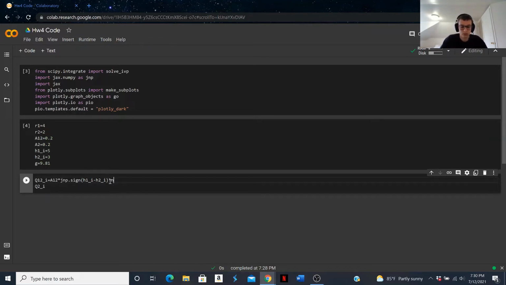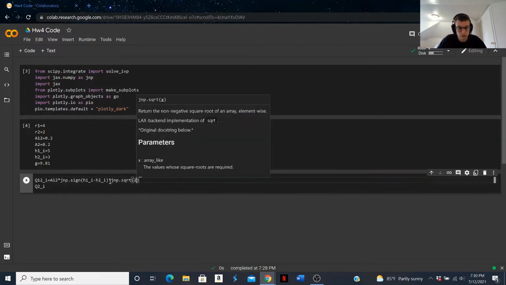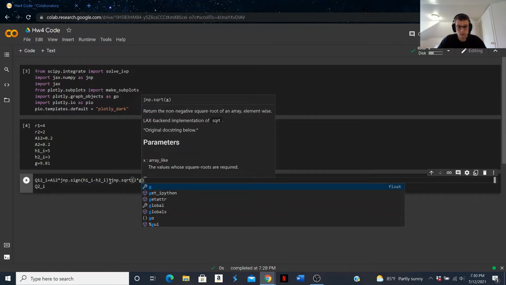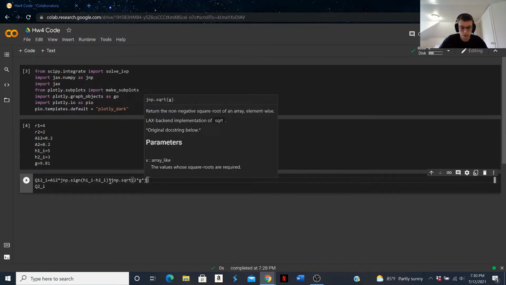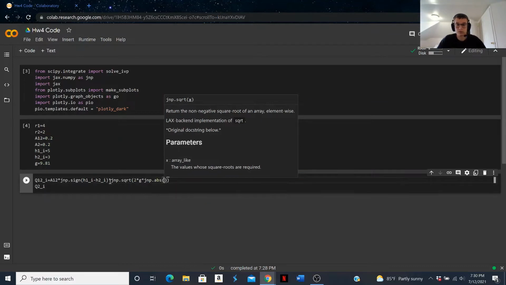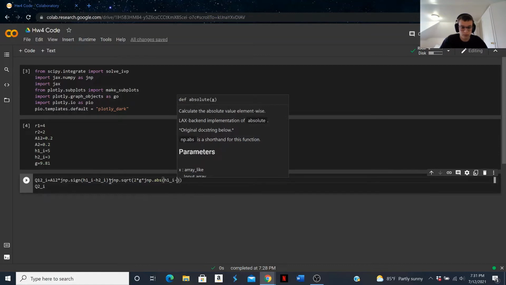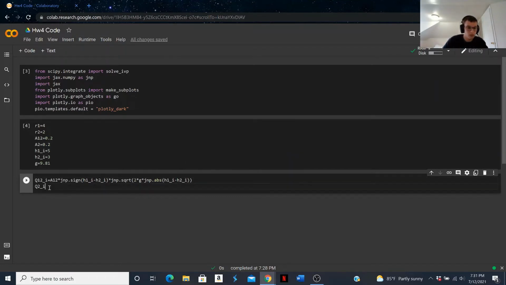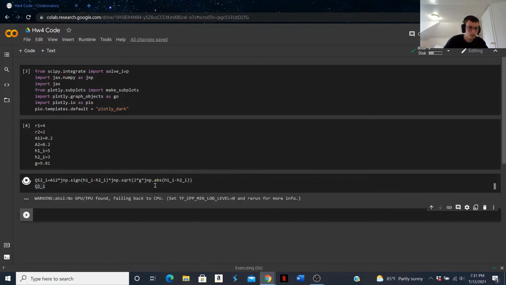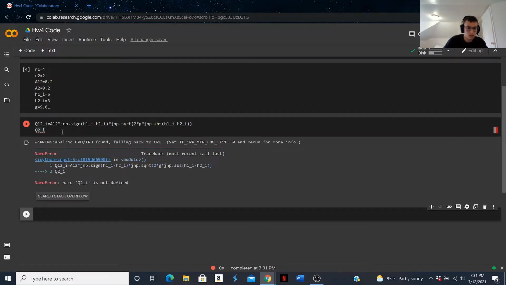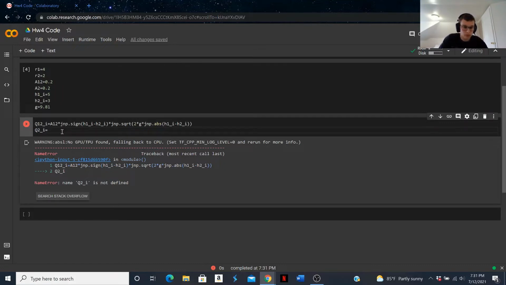So then we take the square root, so the JNP square root function of 2 times G times JNP absolute value of H1I minus H2I. Okay, and looks like I got past the first part. I was just checking to make sure I didn't make any obvious typos.